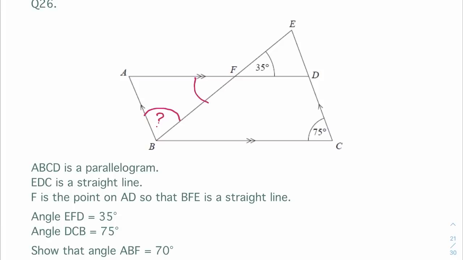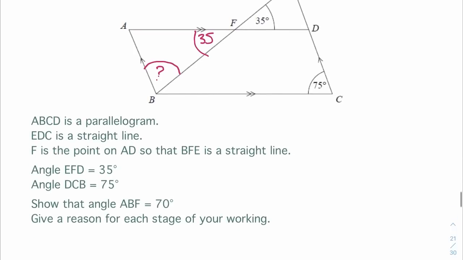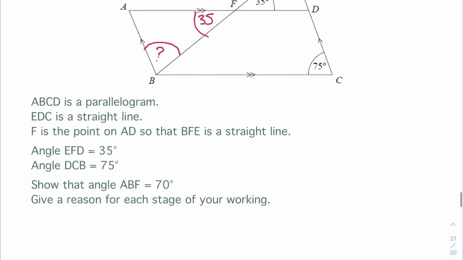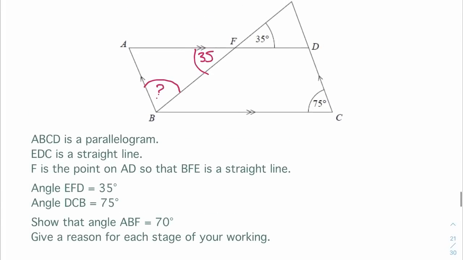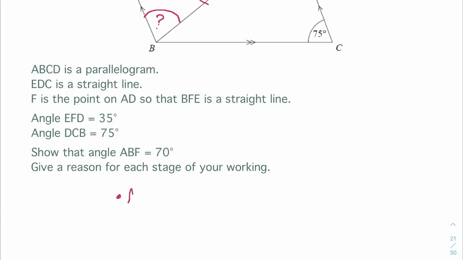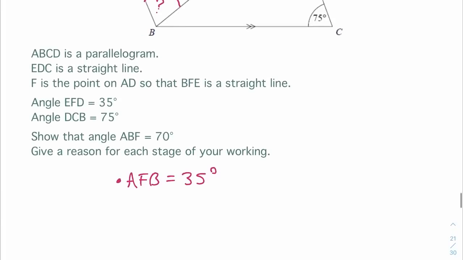Now I've spotted straight away, I can get that angle there. So that's going to be 35 degrees. Now you can label this on the diagram and point some lines at it with your reasons, or you could write the reasons below. So I'm going to write the reasons below. So the first one here, that is the angle AFB. So AFB is equal to 35 degrees. The reason for that is because vertically opposite angles are equal.